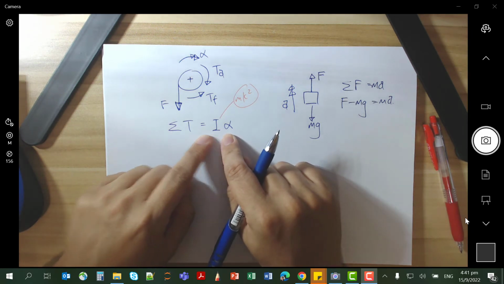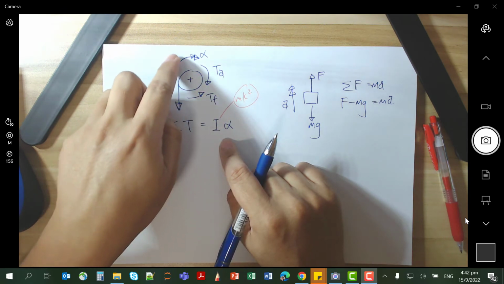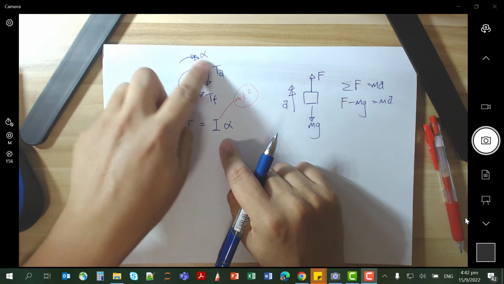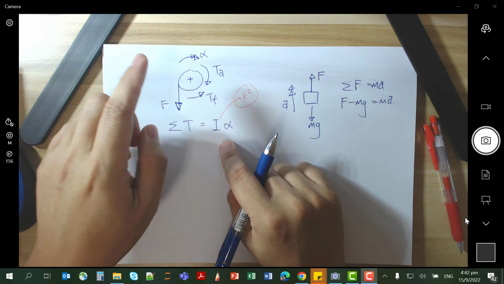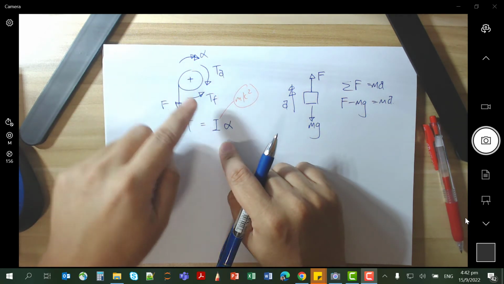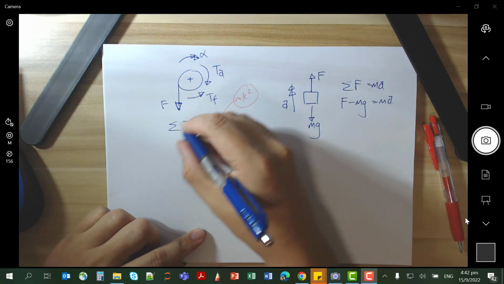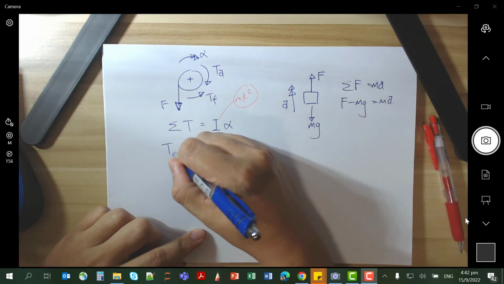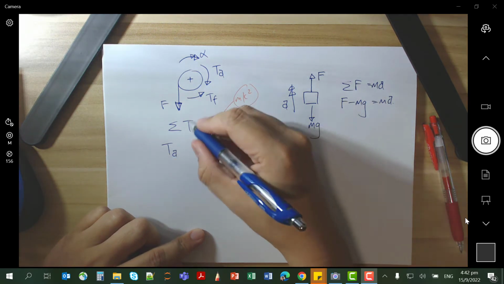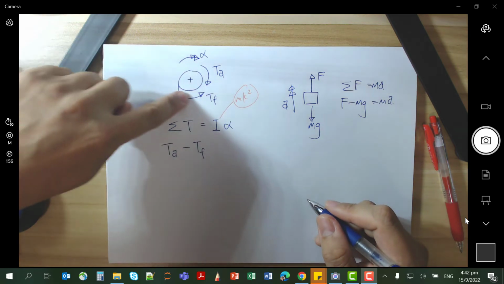Now the same thing, my motion is clockwise, my acceleration is clockwise. The torque that is in the same direction will be positive. The torque that is in the opposite direction will be negative. So for this case, applied torque will be positive. Friction torque will be negative, since it's going against the motion.